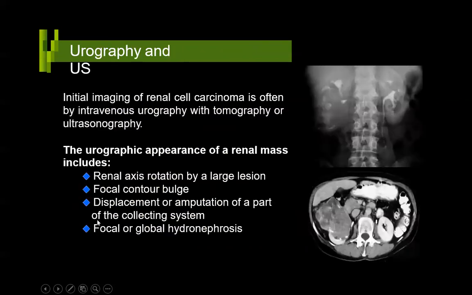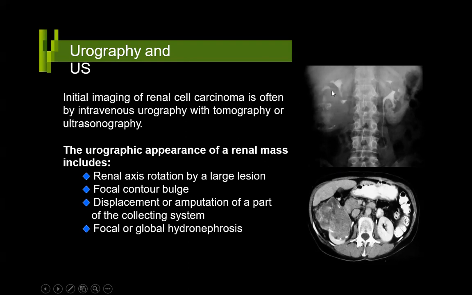Okay. Again, the same picture I showed you earlier, renal cell carcinoma. If you do an IVP for the patient, you look at this normal collecting system. You see the calyces, the renal pelvis, the ureter. But what about this side? You see that there is some stretching or splaying of the calyces, as if there is a lesion here which is putting pressure over the calyces.